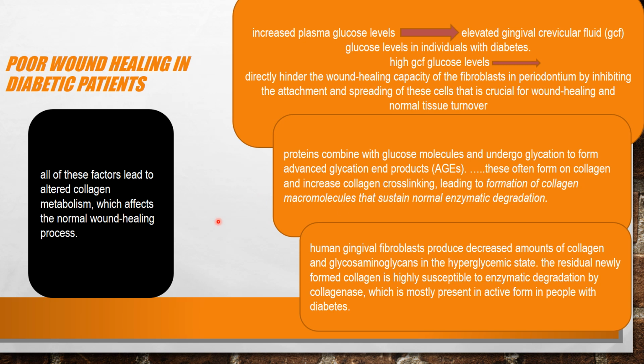So these are the three factors responsible for poor wound healing. The first is fibroblast activity, in terms of attachment and spreading of cells. The second is the formation of AGEs, so that cross-linking of collagen will happen, normal enzymatic degradation will not happen and collagen renewal will not happen. The third is that in the hyperglycemic phase, the fibroblasts will produce decreased amounts of collagen, and the limited amount of collagen formed will be highly susceptible to enzymatic degradation by collagenase, which is in active form in people with diabetes.